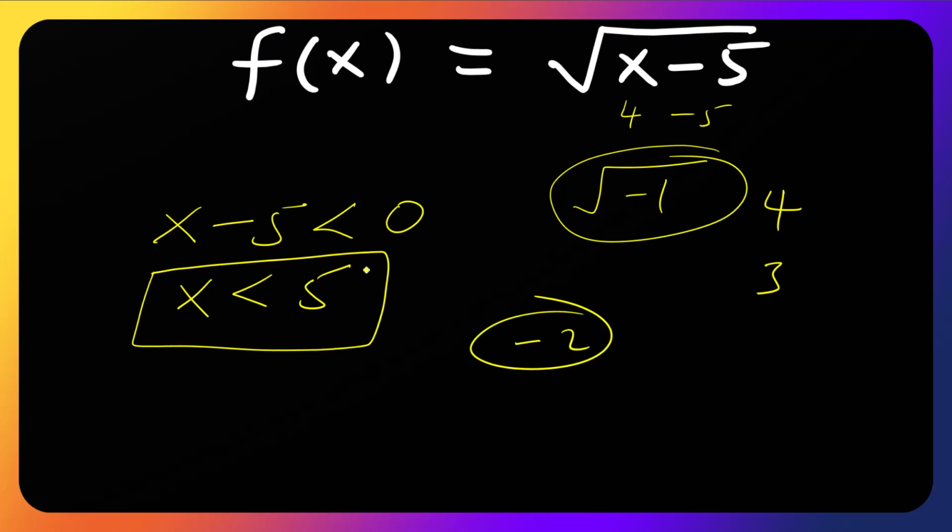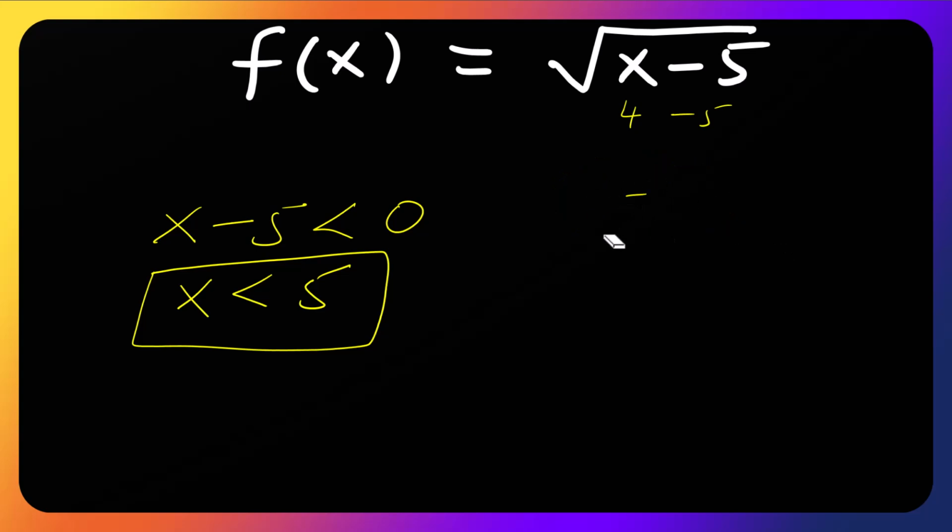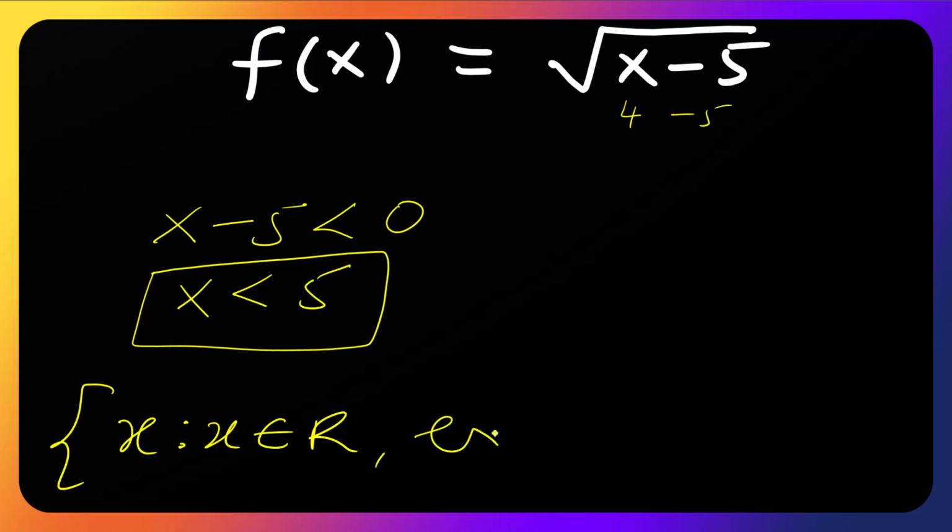So now that we have the range, we can state the domain. From here we can say the domain is very simple. We say x belongs to all real numbers except x less than 5. When we say x is less than 5, we mean that anything less than 5 will make this one undefined. So that's the domain.